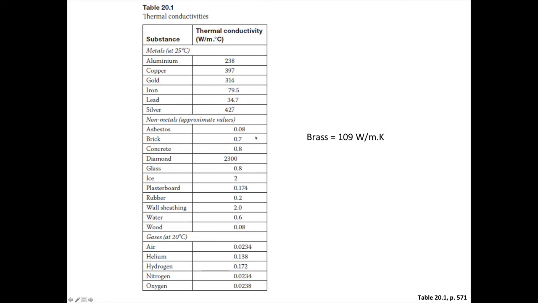Now, non-metals generally are lower. So asbestos, which we've discussed briefly, is 0.08. Now, an exception to that is diamond, which is actually really high. It's a really good conductor of heat with 2,300. And water is down here at 0.6. Wood is also fairly low, like asbestos, 0.08. So that's a good thermal insulator. Gases also tend to be good insulators. You'll often leave an air gap if you want some form of insulation. So air is 0.0234. Okay, let's have a look at the demonstration now.